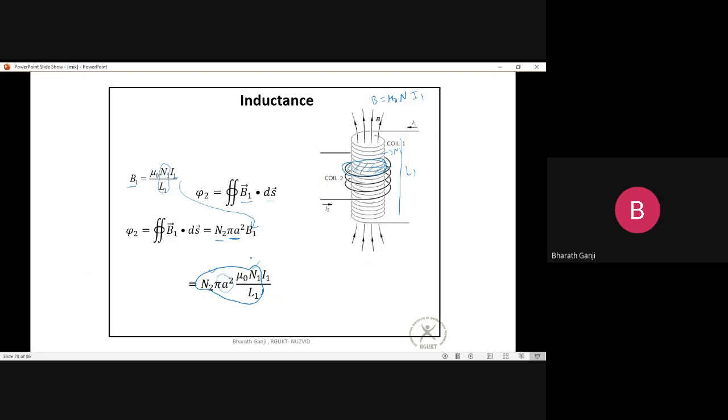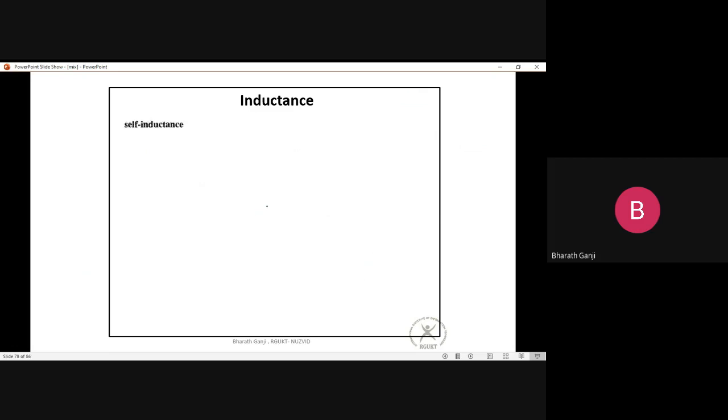So if this is the scenario, you can see this is a constant which we call mutual inductance of the second loop because of the first loop. So phi 2 is nothing but M2 times I1. You can see the mutual inductance here is completely dependent on the geometry of your material. So I can say this is your expression for mutual inductance. In the same way, let us try to talk about self-inductance also.